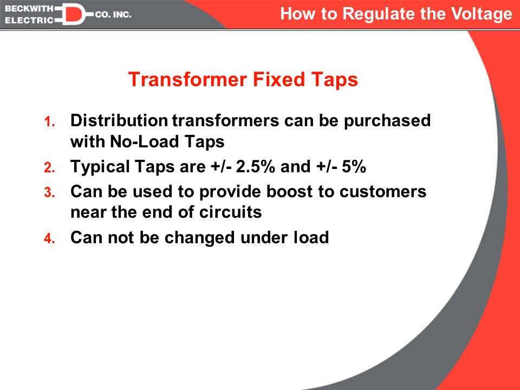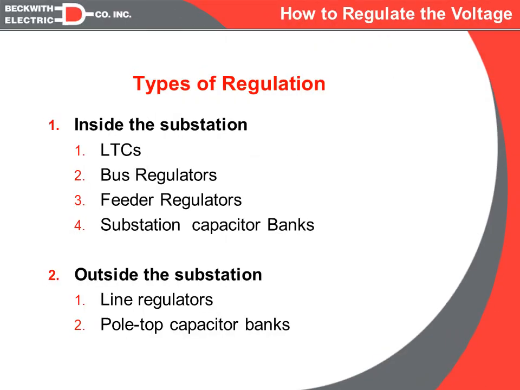And also we can only change the fixed taps under no load. So the transformer has to be de-energized with no load on it in order to change the fixed taps. So fixed taps typically are not a tool that we can use in our toolbox to help regulate the voltage as the load fluctuates. So next session, session 3, we are going to talk about the different devices that are in our toolbox. And that would be, inside the substation fence, load tap changing transformers, bus regulators or feeder regulators, along with substation capacitor banks.